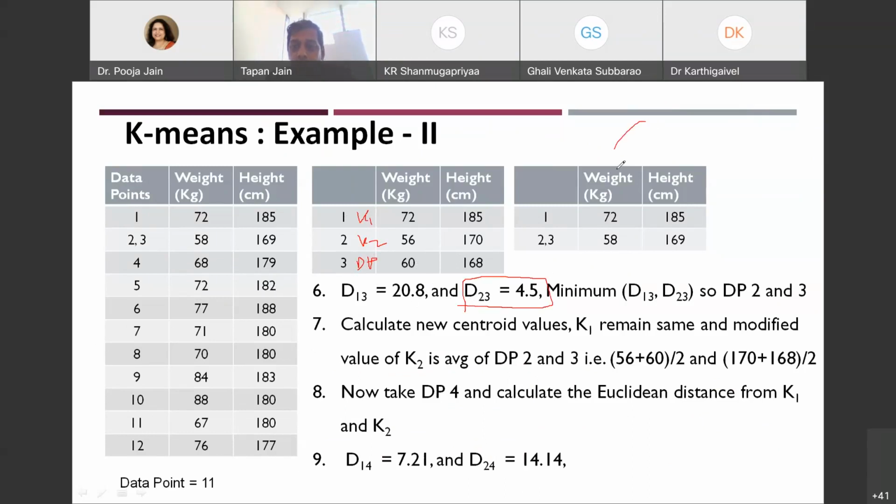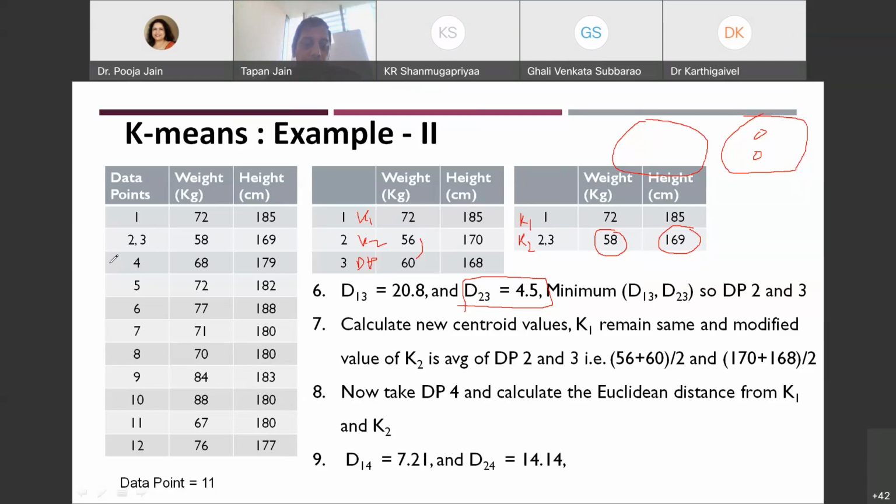So now cluster 2 has 2 data points, and we have to modify its centroid value. How do we modify it? We just take the average of the 2 values. 56 plus 60 gives an average of 58, and 170 plus 168 gives an average of 169. So now the cluster 1 centroid remains the same, and the cluster 2 centroid is modified; its modified centroid value is 58,169. I hope it is clear.